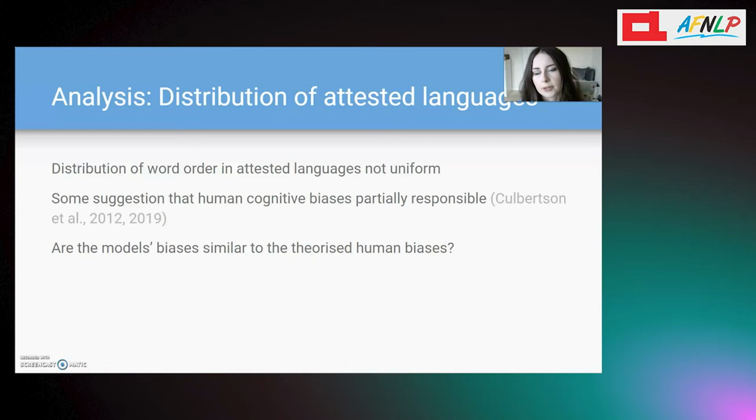So one thing we look at is that in attested human languages, some word orders are more common than others. And it's not completely clear why this may be, but some have suggested that human cognitive biases may make some word orders easier to learn than others, which may contribute to the non-uniform distribution. And we wondered whether neural language models would perform better on more commonly attested word orders, which might suggest that the biases are similar to those that are theorized in humans.